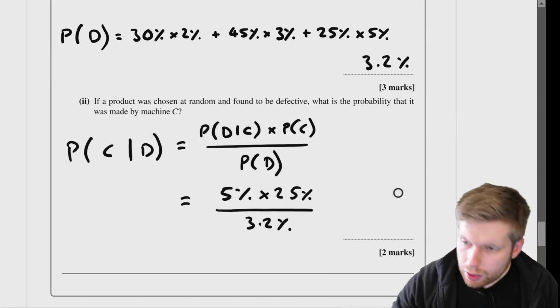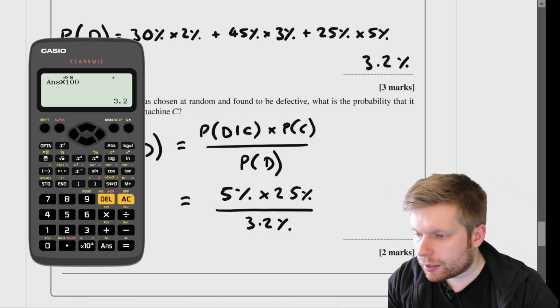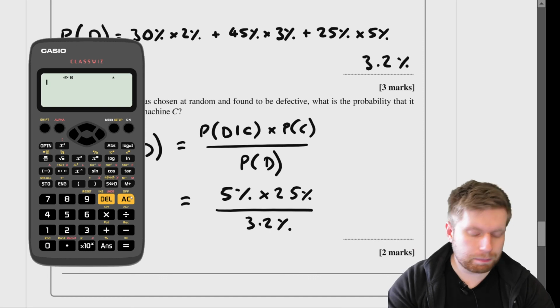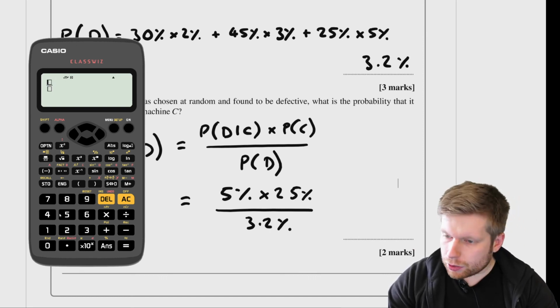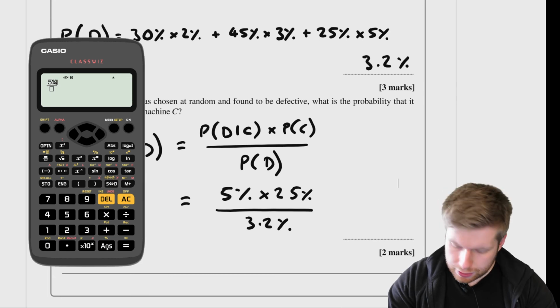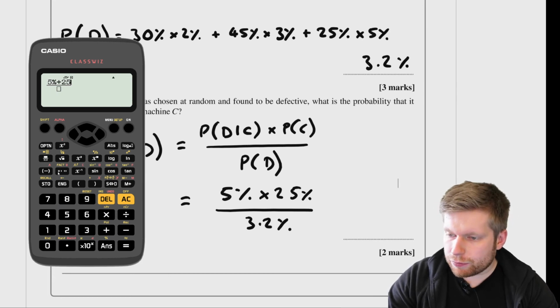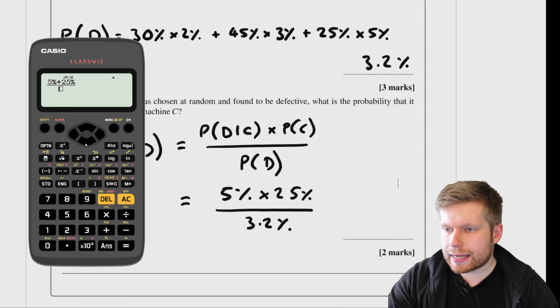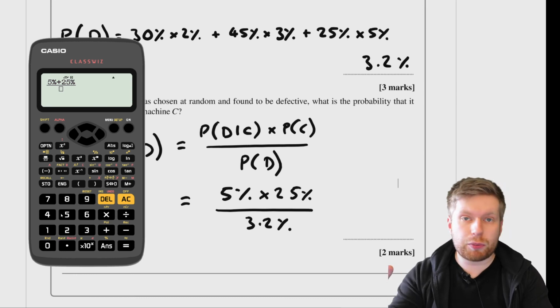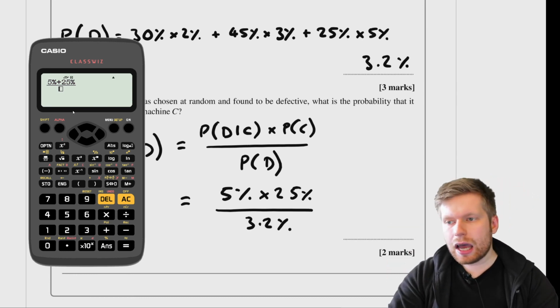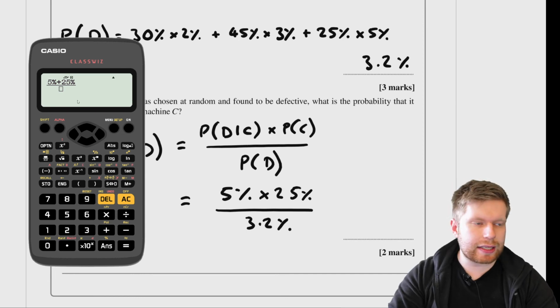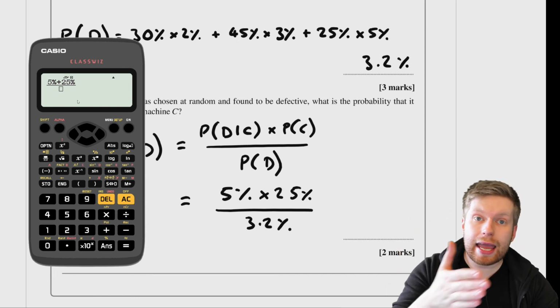Okay, right, let's bring my calculator in, clear my calculator from the previous question. I'm going to set my fraction, which is this one here, and I'm going to go 5% times 25%. I'm going to go down to the denominator, so I'm going to press the down arrow. Now I could, if I wanted to, type 3.2% because that's my previous answer. But because I've already just calculated that and I haven't done any calculation since, it will still be stored under Ans.